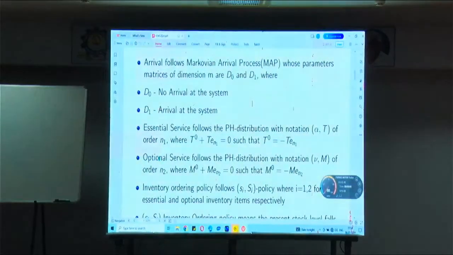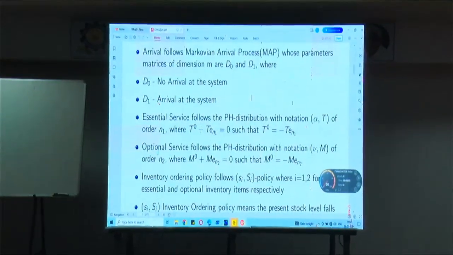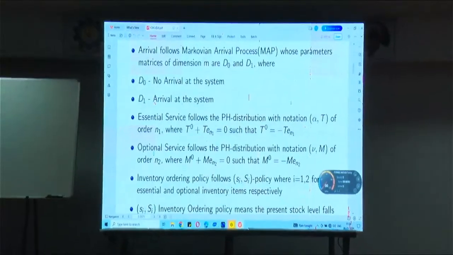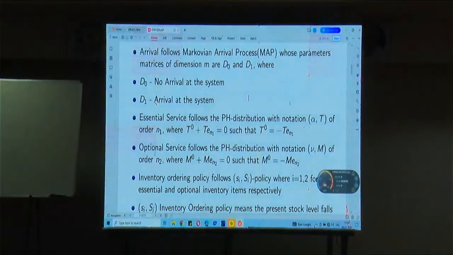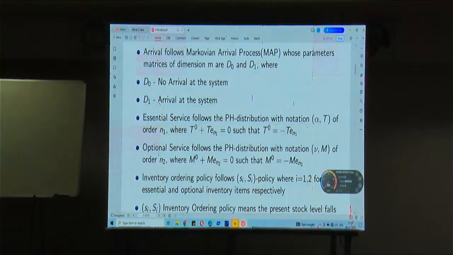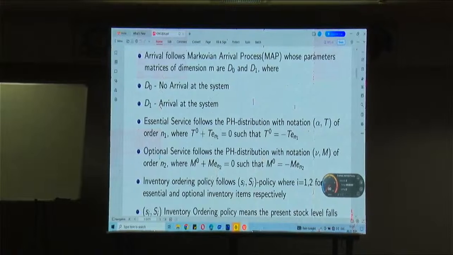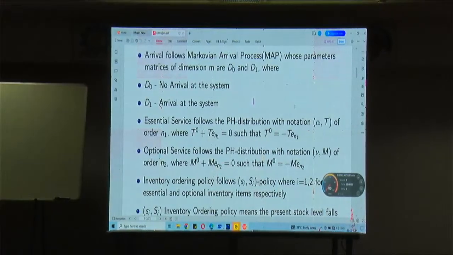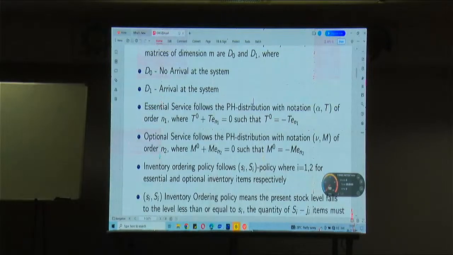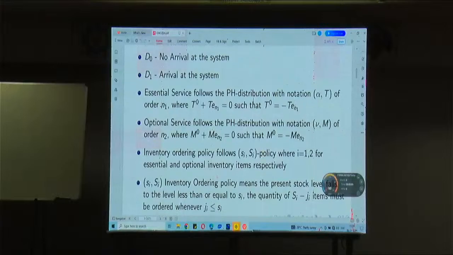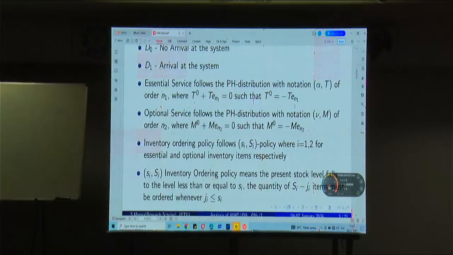Optional service follows a phase type distribution with the representation of order N2. An inventory ordering policy follows the (s_i, S_i) policy, where i equals 1 to 2 for essential and optional inventory items respectively. The (s_i, S_i) inventory policy means that when the present stock level falls to a level less than or equal to s_i, S_i minus j_i items must be ordered whenever j_i is less than or equal to s_i.